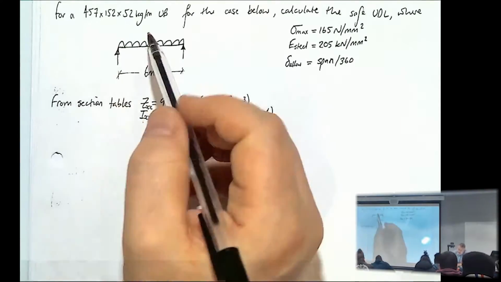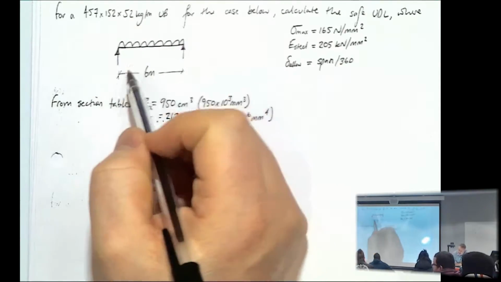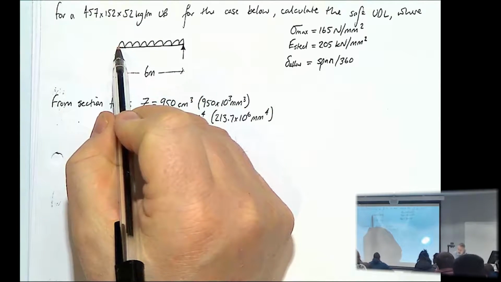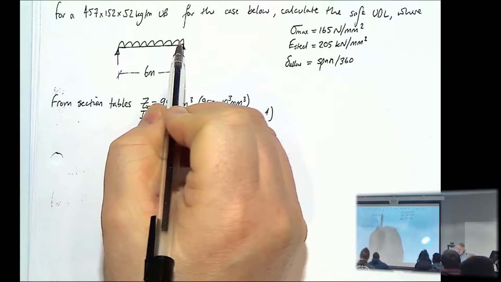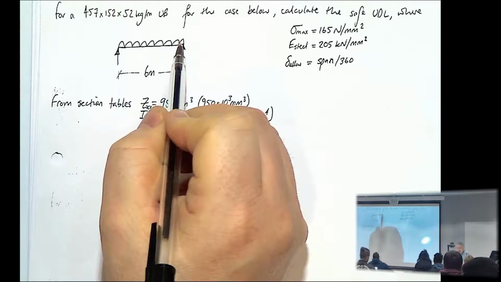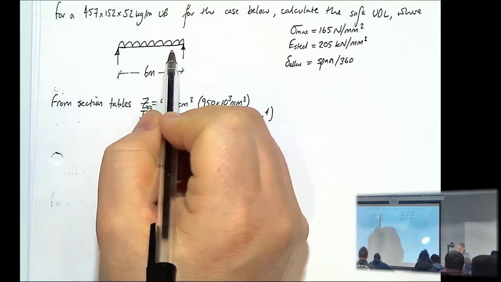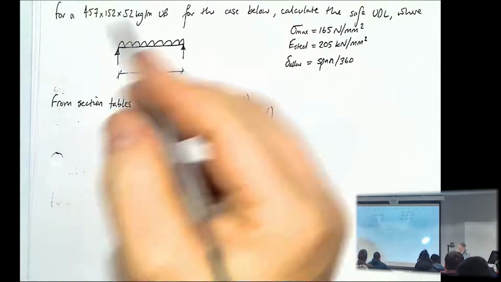Okay, so for this loading, we've got a 6 metre span and a UDL load, and that could be made up of either the dead load, which could be a concrete floor, or the live load. But we don't know what that is.